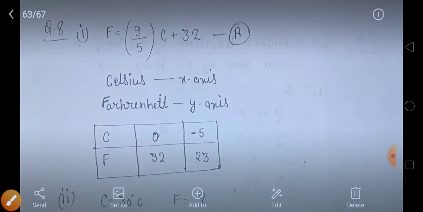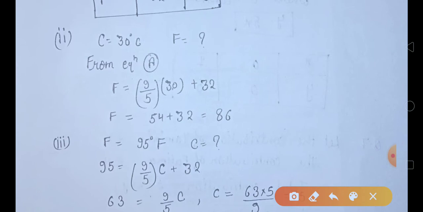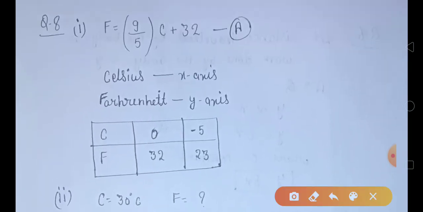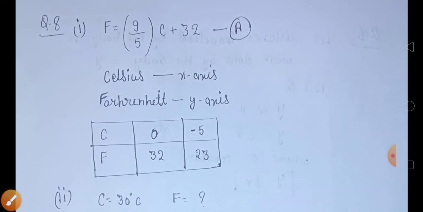First, when c equals 0, find out the value of f. f equals 32. In the next case, you write c equals -5. You can take any value, but if you write a minus value, then the value is reduced. It helps you to draw the graph. First point, c is 0, f is 32. Next point, -5, 23. Now draw the graph.